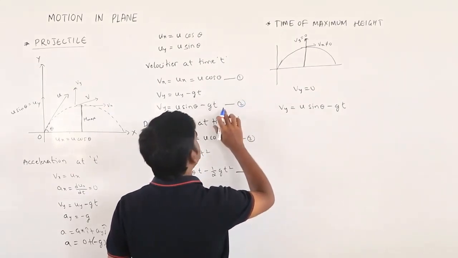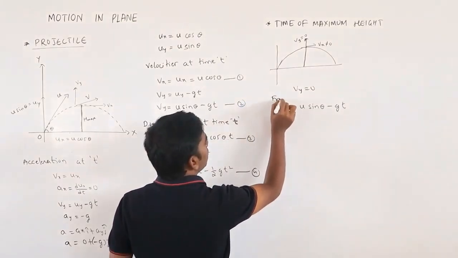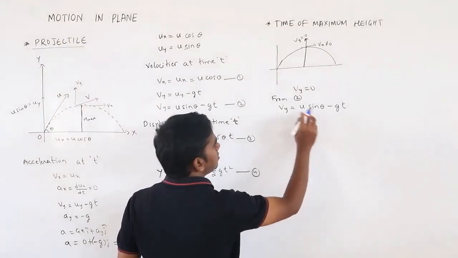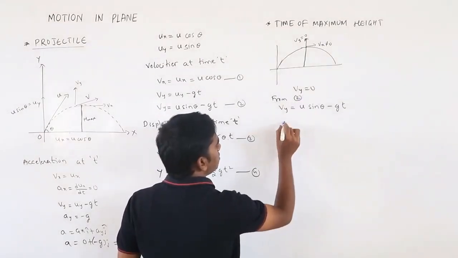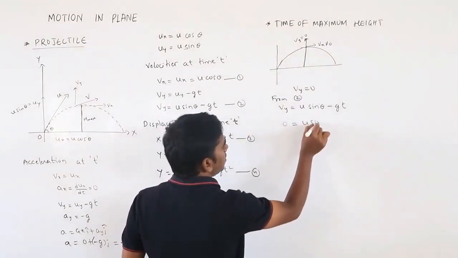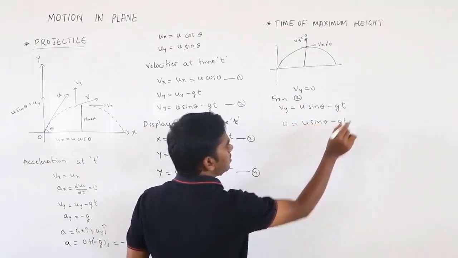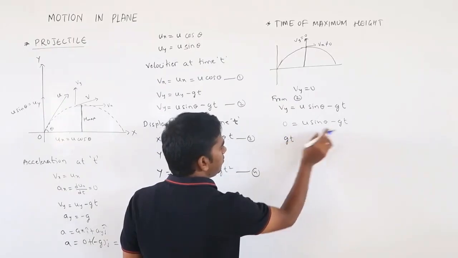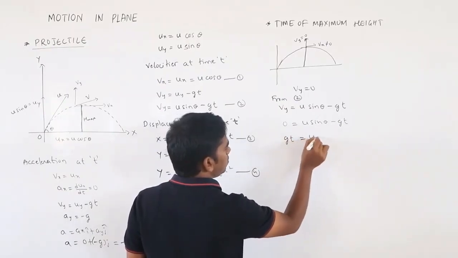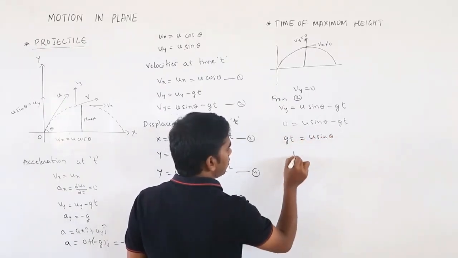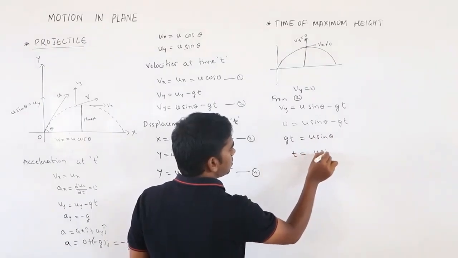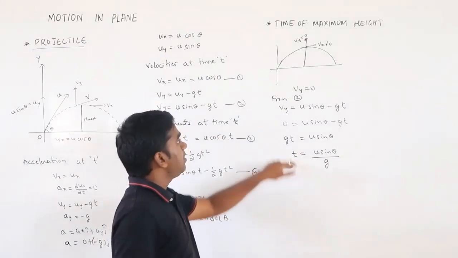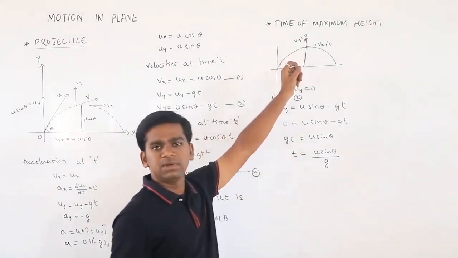From equation 2 I will write Vy equals u sin theta minus gt. Vy is 0, so 0 equals u sin theta minus g into t. If you take g into t to this side, it will become positive. So t equals u sin theta divided by g. This is the time taken to reach the maximum height.